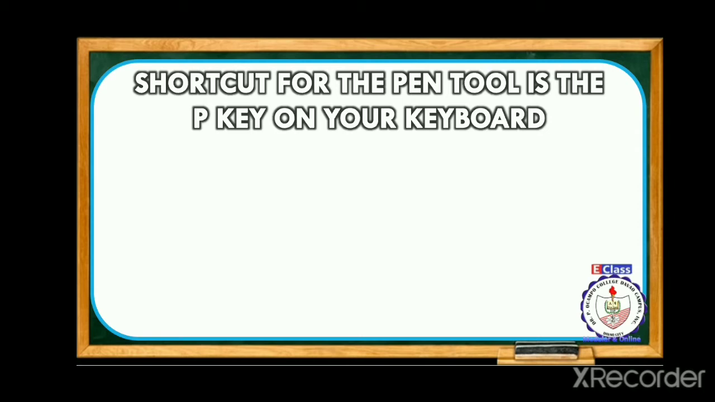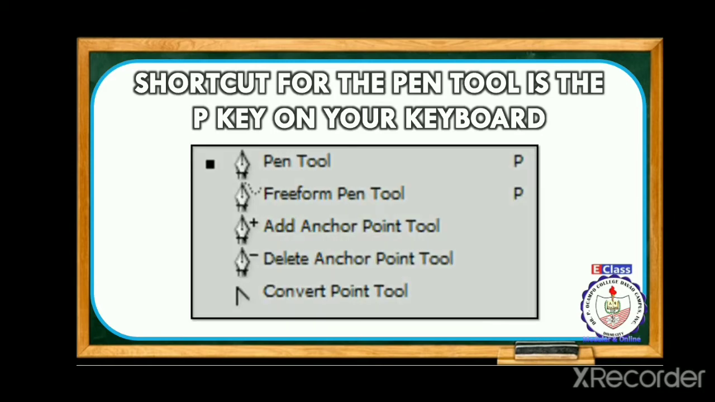And these are also the shortcuts for the pen tool on your keyboard. Based on the shortcut, we have the pen tool, P, and the freeform pen tool, Shift P again, the add anchor point tool, the delete anchor point tool, and the convert point tool.